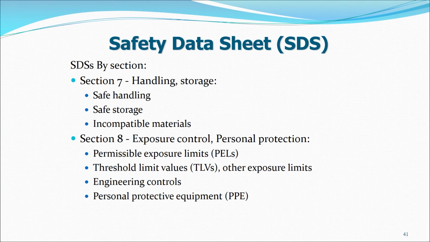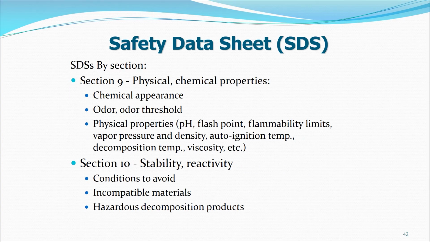Section 7, Handling and Storage, lists precautions for safe handling and storage, including any incompatibilities. Section 8, Exposure Controls or Personal Protection, lists OSHA's permissible exposure limits, or PELs, threshold limit values, or TLVs, or other recommended exposure limits, appropriate engineering controls, and personal protective equipment, or PPE.